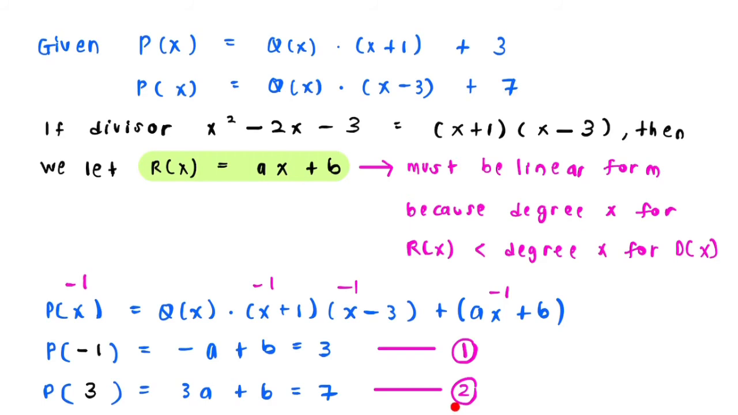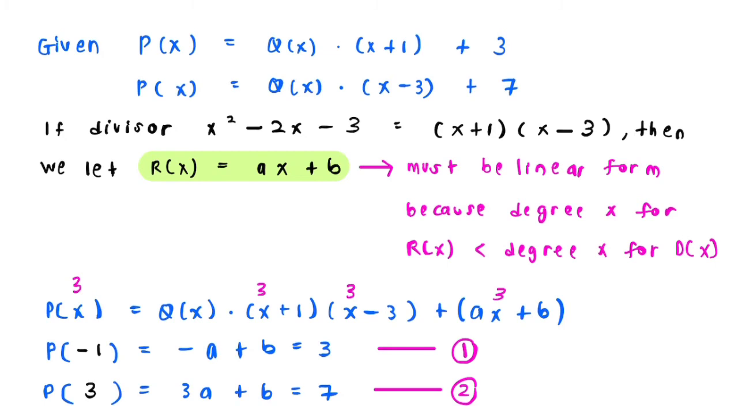Okay, the second equation: you substitute your x with 3. Remember the second information given, your divisor root is 3, your remainder is 7. When you substitute 3 here, what happens? If you notice here, 3 minus 3 is also 0. Everything here will be 0, so this part will be 3a plus b. So you have 3a plus b equal to 7, the second remainder given. So you have these two equations and two unknowns here.